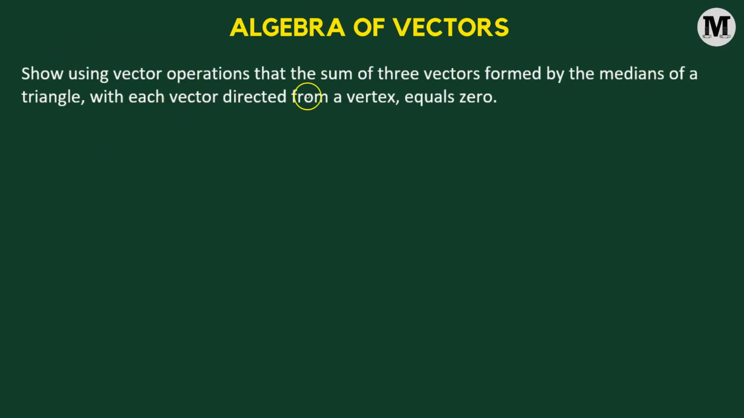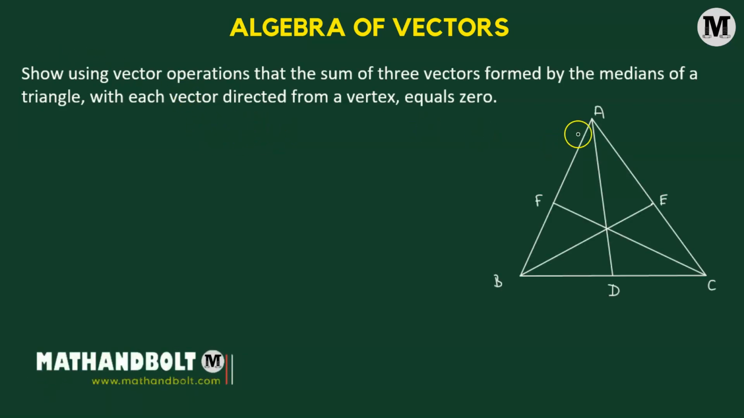Show using vector operations that the sum of three vectors formed by the medians of a triangle, with each vector directed from a vertex, equals 0. Okay, let's try to understand this with the help of a figure first. So here we have a triangle ABC.